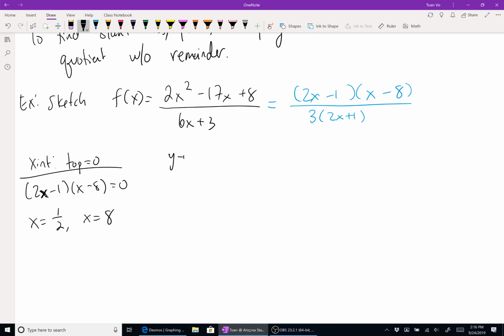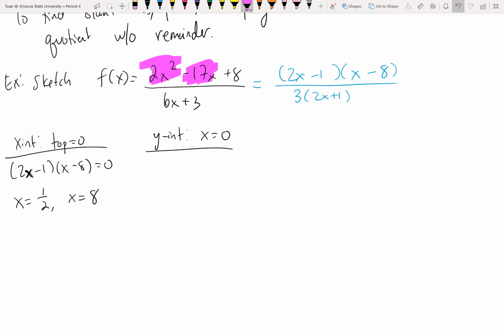Let's do the y-intercept. That's just setting x equals 0. Now when I do the y-intercept, I actually go to the unfactored version because anything with an x goes to 0. So this guy goes to 0, this guy goes to 0, this guy goes to 0. Everyone see what's left over is 8/3? Yep. So that's why I like using the unfactored version for the y-intercept because it's super duper easy. That's just 8/3.